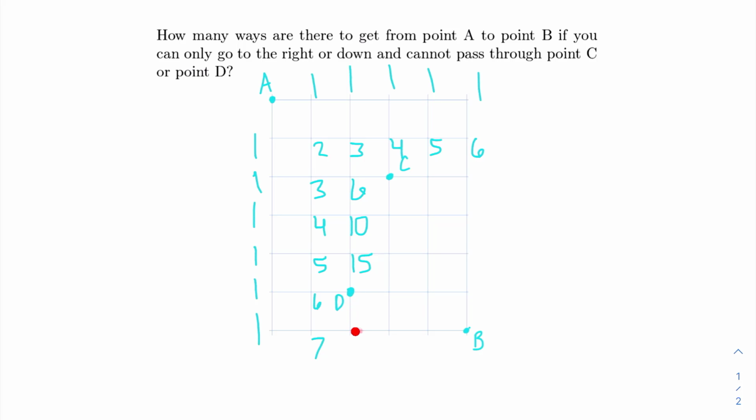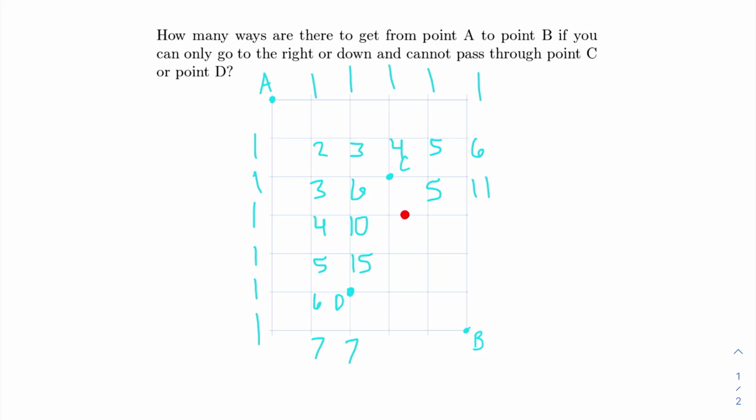And for this point, since we can't go to D, the only way to get to this point is to go through this point and go to the right. And there's 7 ways to get to this point, so there must be 7 ways to get to that point. And this point over here, we can't get to this point C. We're not allowed to. So the only way to get here is to go from this point and go down. So there's 5 ways to get to here. There's 11 ways to get to this point.